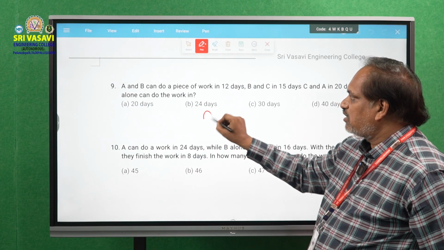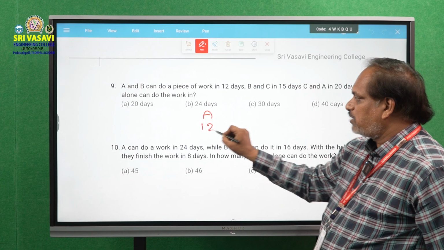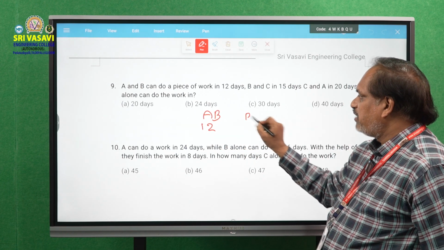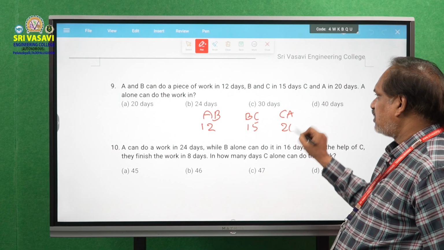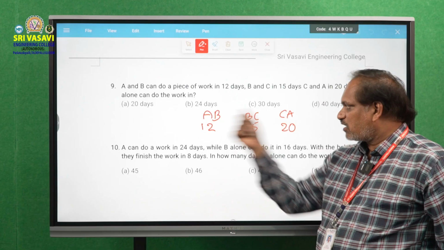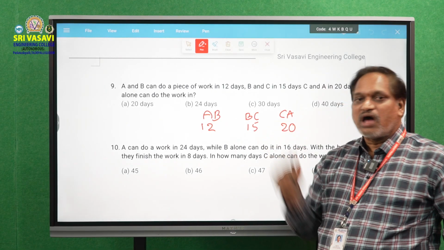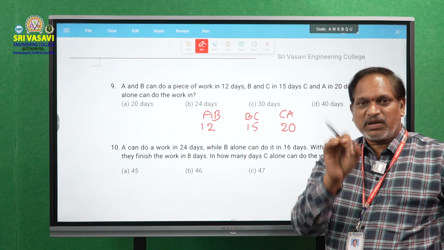In this question, AB together is given, how many days? 12 days. BC together 15 days. CA together 20 days. So required A alone. AB together, BC together, CA together. Otherwise in time and work more than two people in the question. So you apply product by sum.